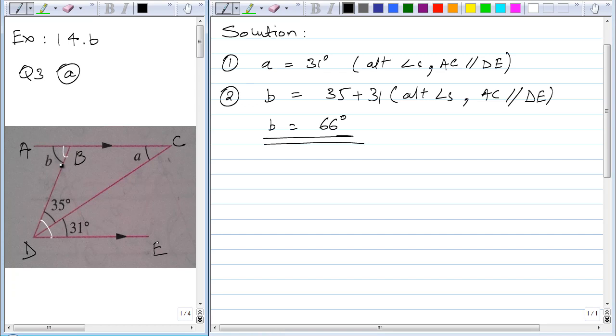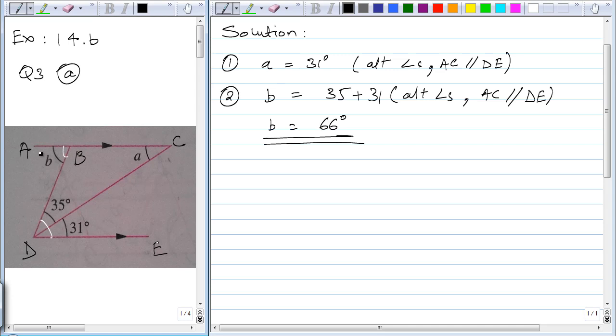I especially wanted to discuss this question because many students make a mistake when they are applying the property of alternate angles in case of B. What they usually do is they consider the angle B to be equal to only 35 degrees, which is wrong.